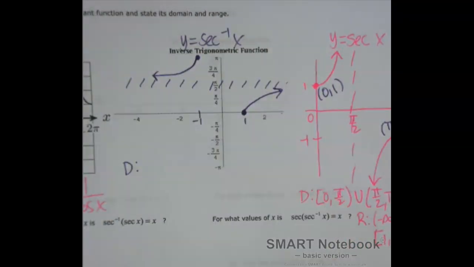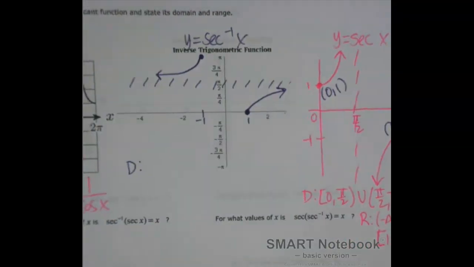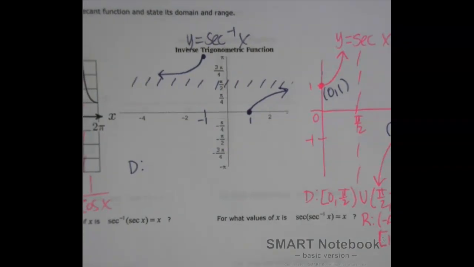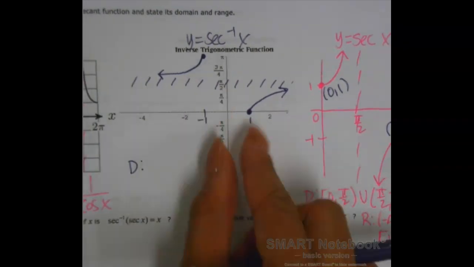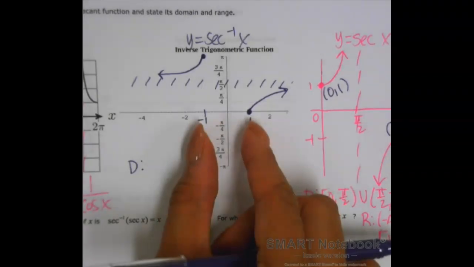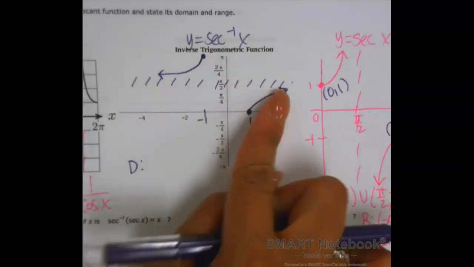Carlos, what's the domain for this? Read this from left to right. What's your domain? Not quite. Does it include all the numbers in between -1 and positive 1? Do you have anything connecting this? Because this asymptote doesn't count.